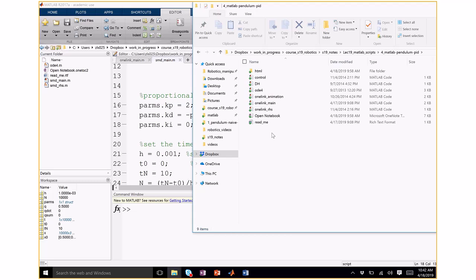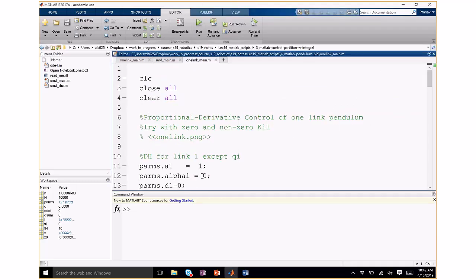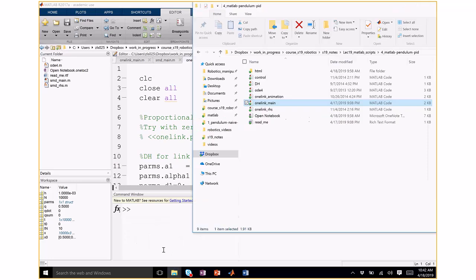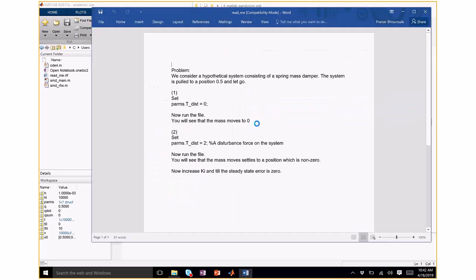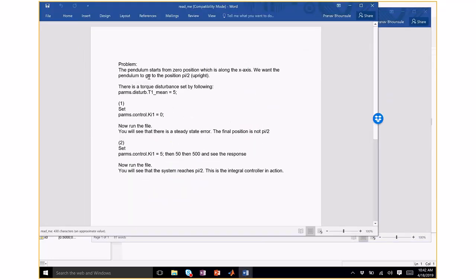PID control of a pendulum. So again, I'm going to open the one link main. You've got to go through the README to understand what you need to do with the files. So the README is right there. It starts from 0 position along the x-axis. We want it to go up to pi by 2. There's a torque disturbance set by disturb T1 mean equals 5.